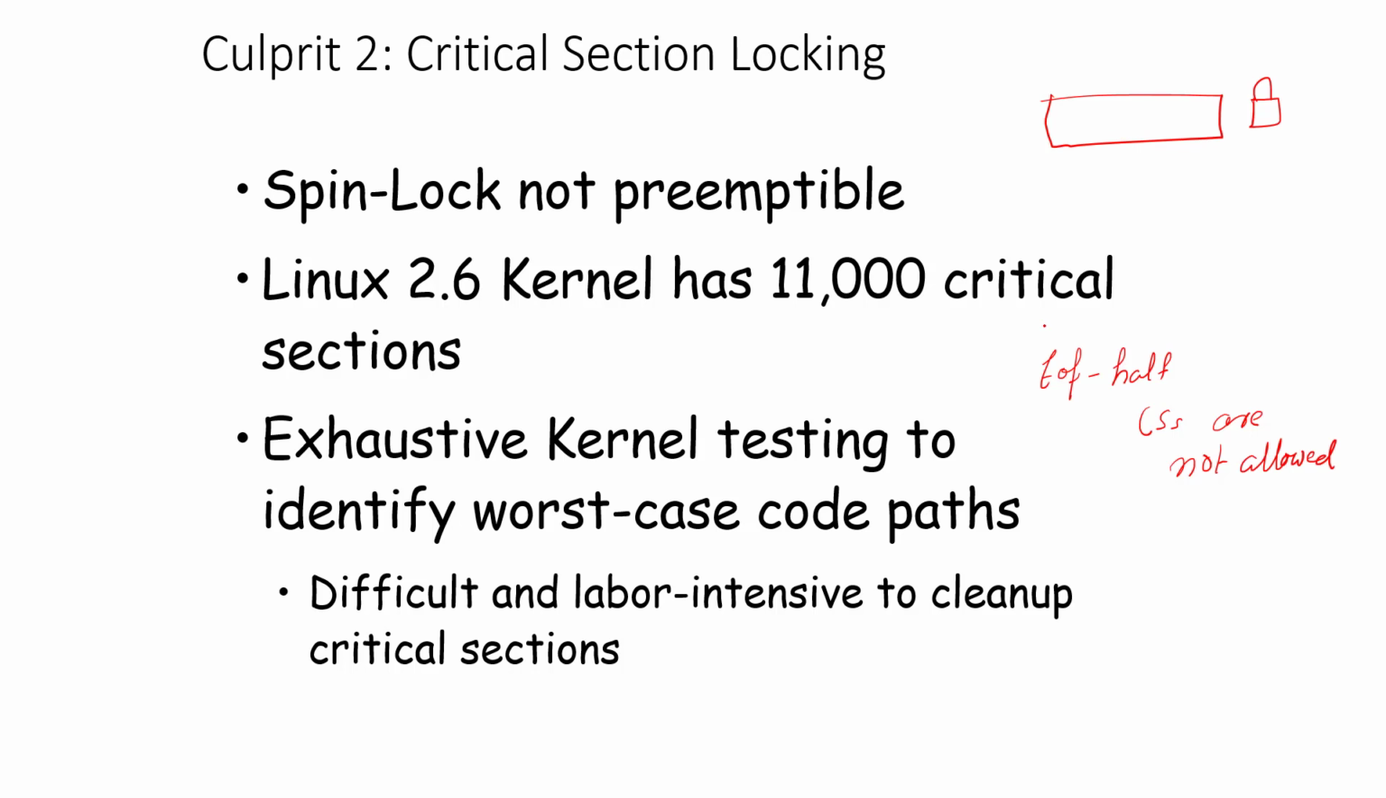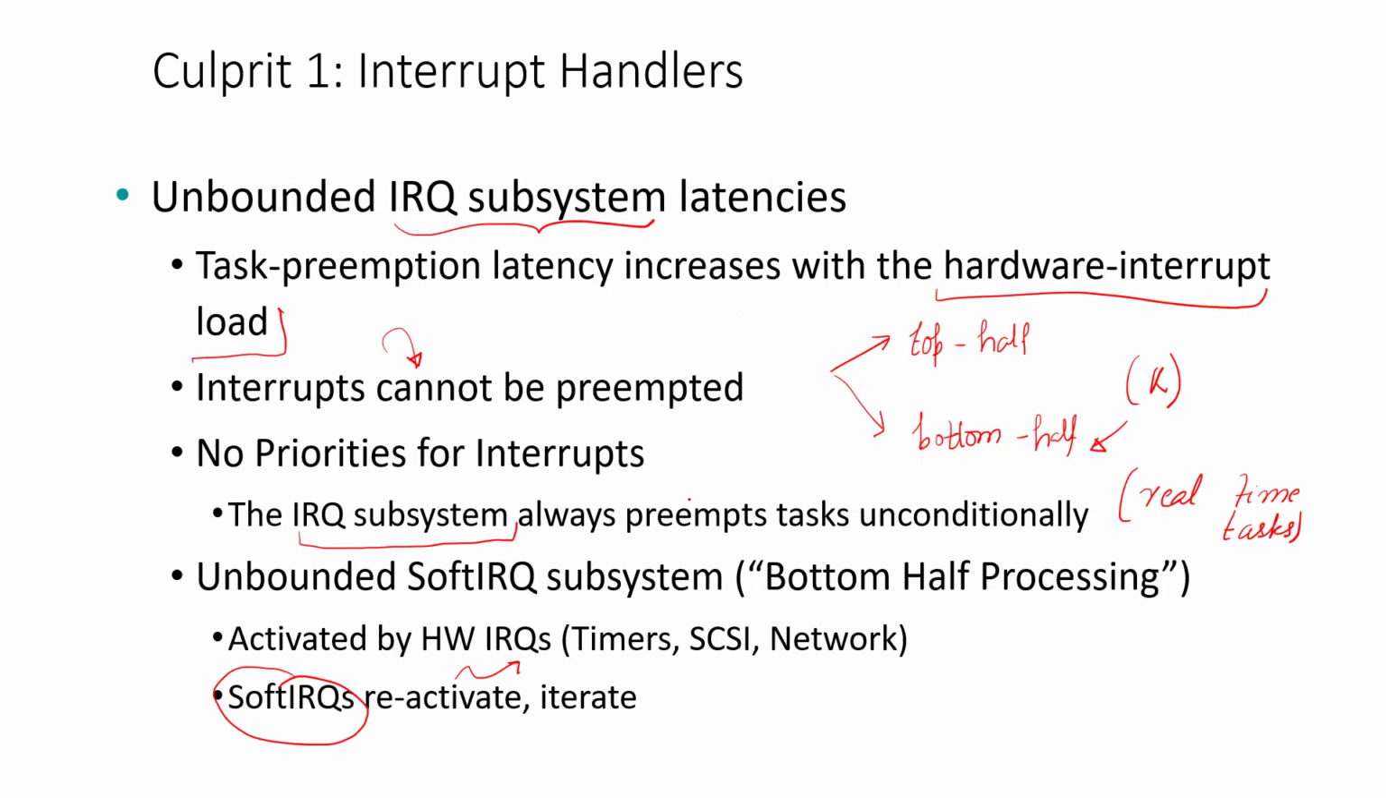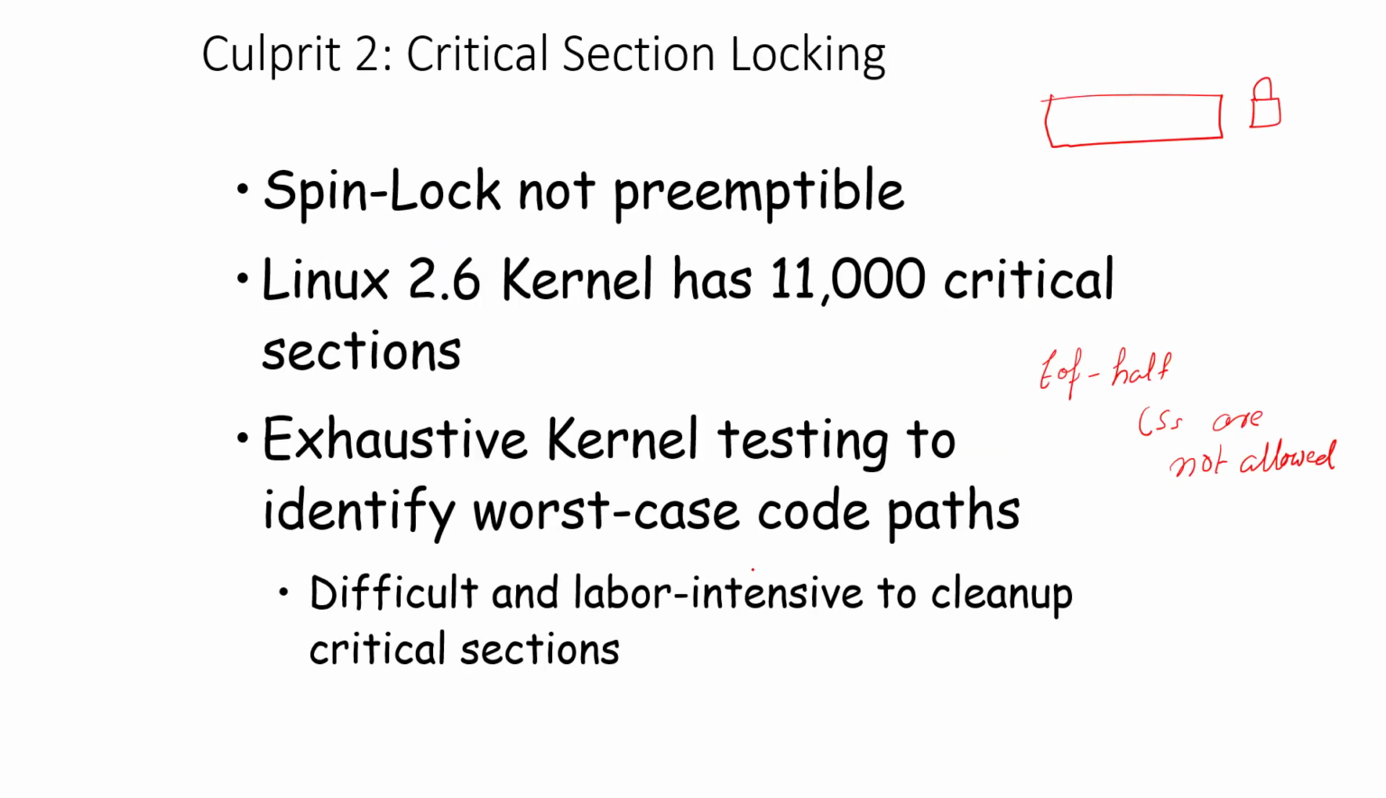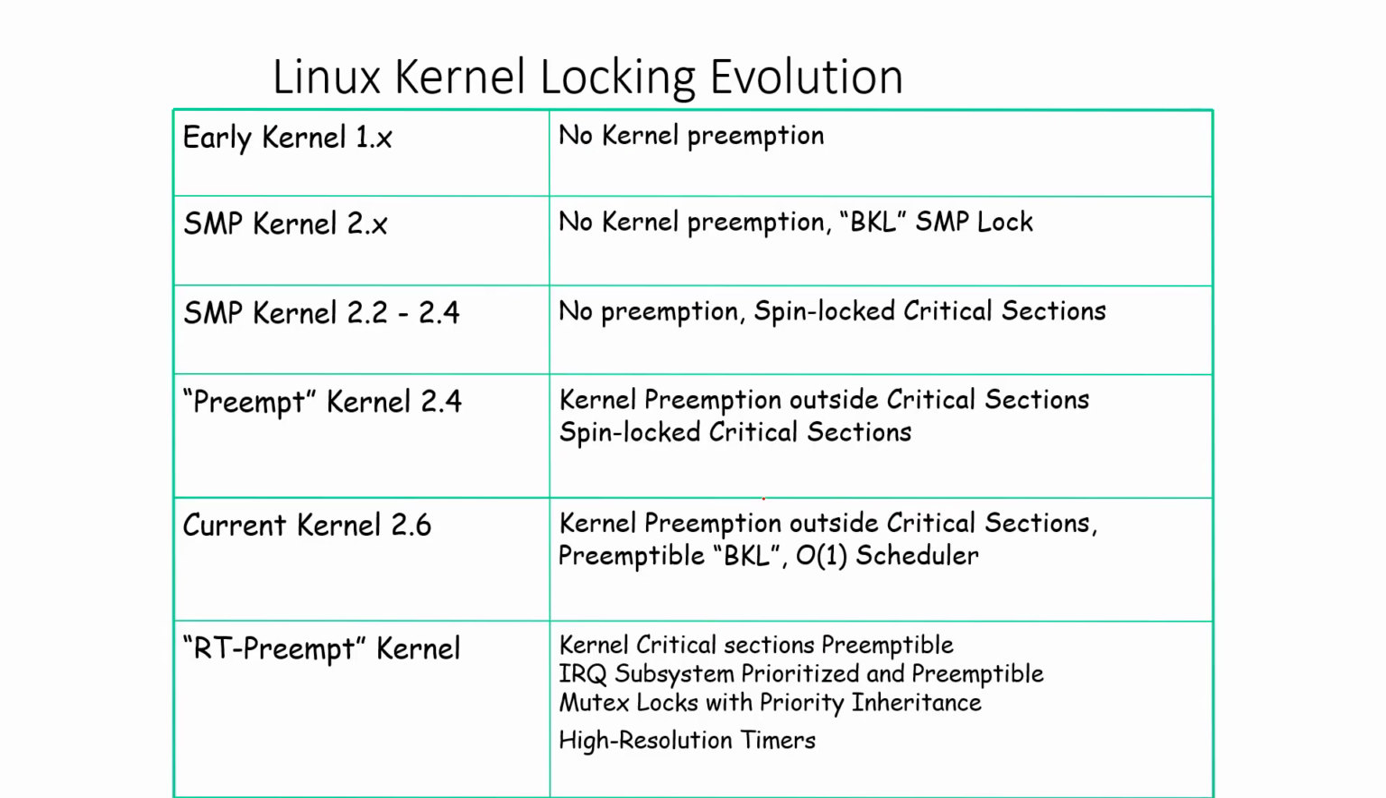Furthermore, it is important to do very exhaustive kernel level testing to identify the worst case code paths, or the code paths with the maximum amount of delay. We're looking at: if I have this lock and I get preempted, what happens to the others, and so on, such that critical sections can be written in a better way, using as few locks as possible. This is quite hard and labor intensive to clean up. But along with the previous issue of interrupt handlers, locking is a major issue in modern operating systems.